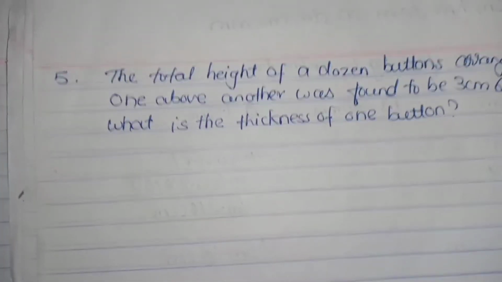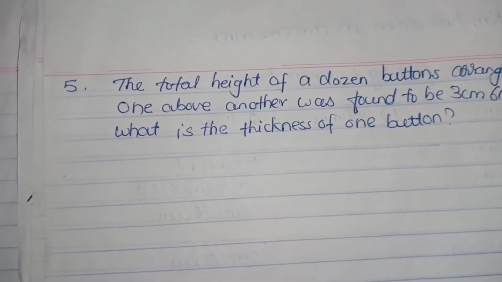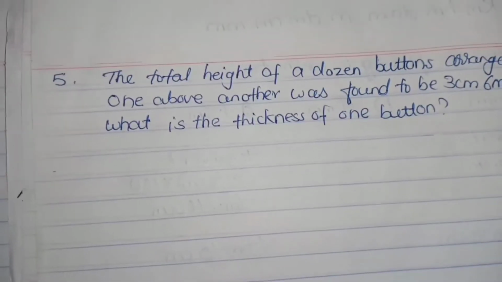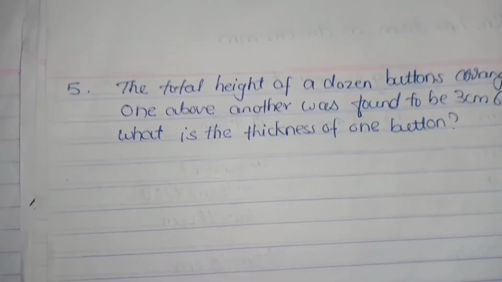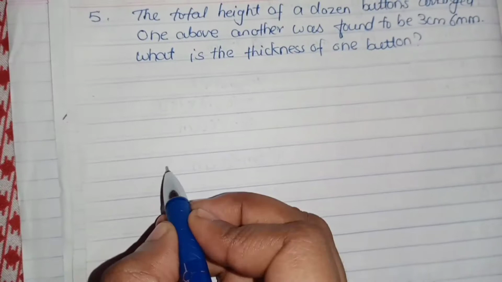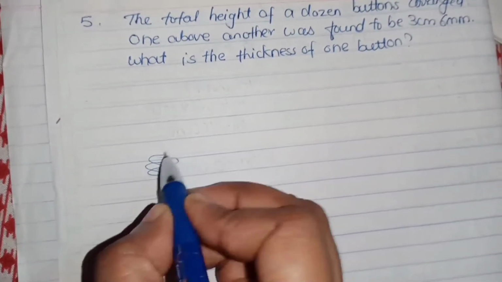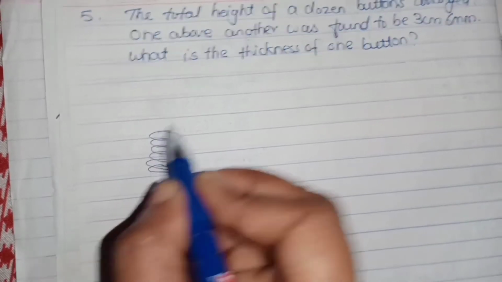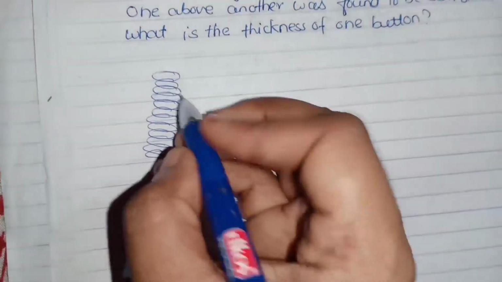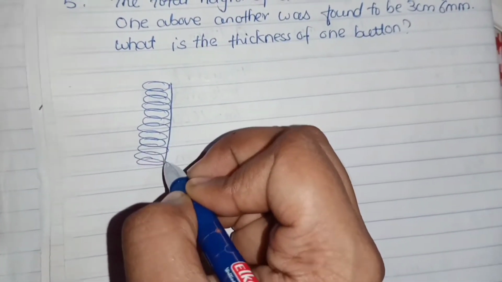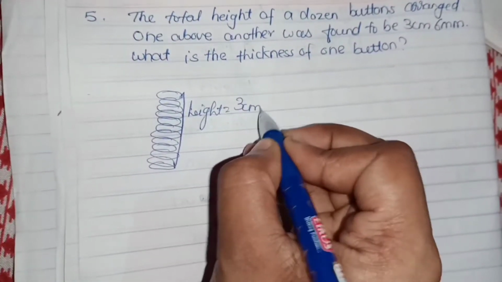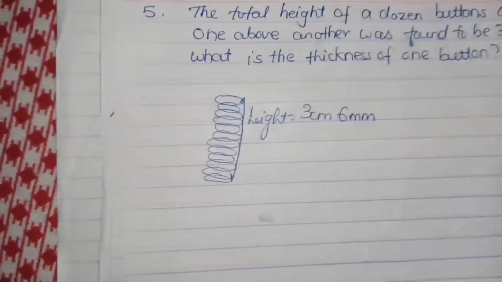So 1 dozen means 12 buttons are there. The number of buttons is how much? 12. One dozen button means 12. And what is the height? When these buttons are kept one above the other like this, there are 12 buttons: 1, 2, 3, 4, 5, 6, 7, 8, 9, 10, 11, 12. And what is the height of this? Height is equal to 3 centimeter 6 millimeter.